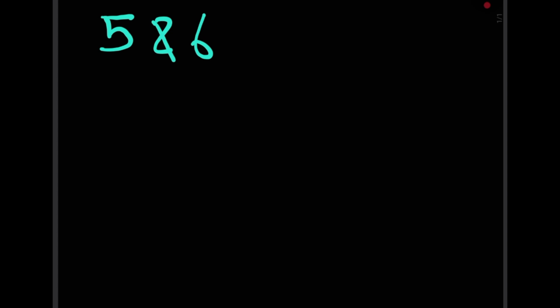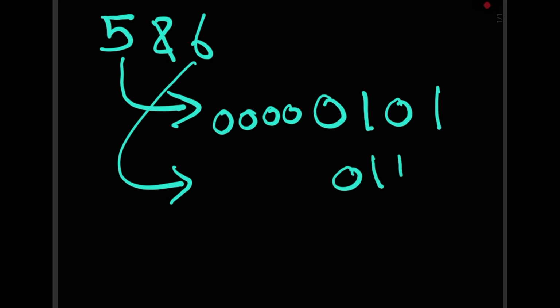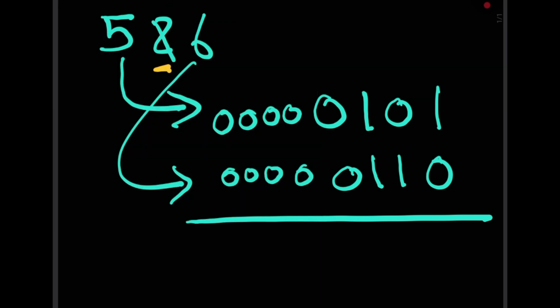For this we have to write the binary of 5, that is 0101, and put 4 zeros over here to make it 8-bit. And for 6 we have the binary as 0110. Now we have to perform the AND operation, this one AND.